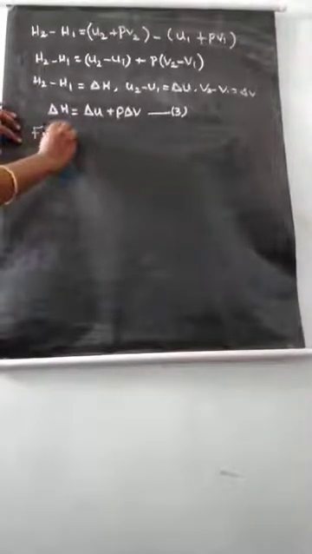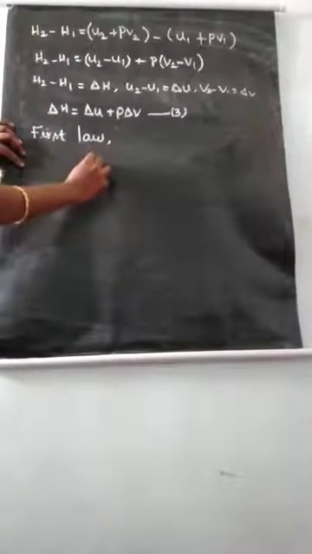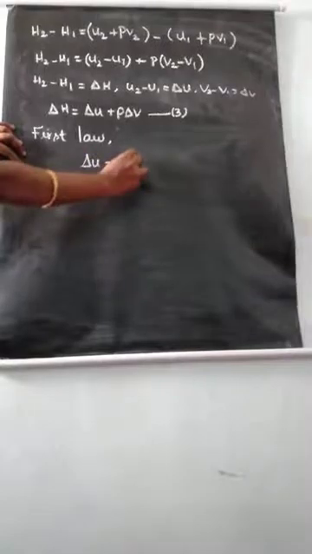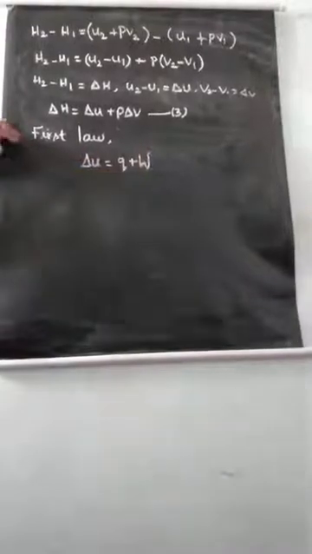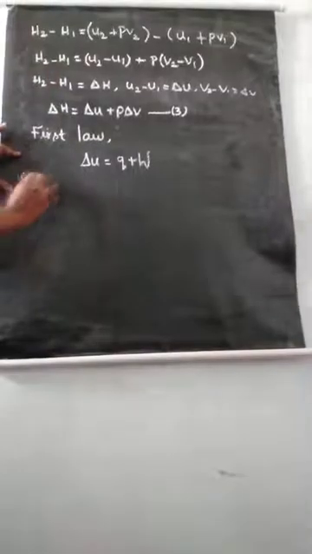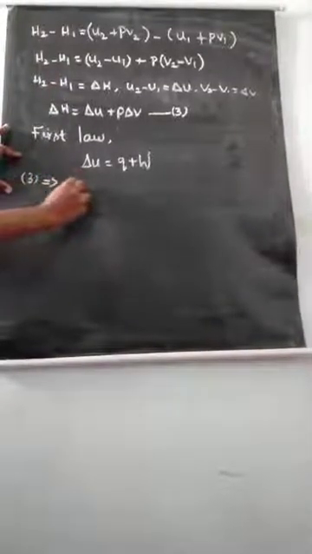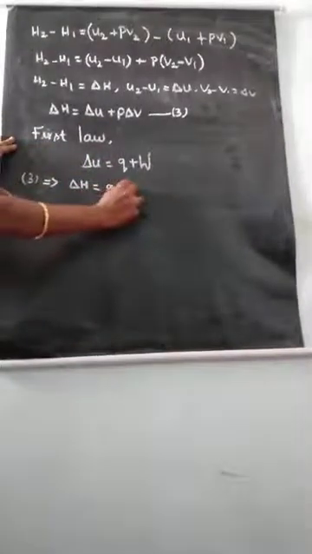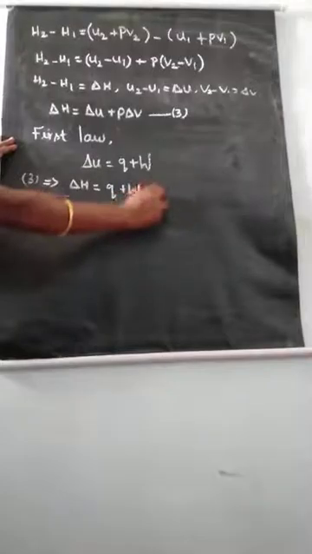According to the first law of thermodynamics, you know the formula: delta U is equal to Q plus W. Now substitute this value in equation 3. So delta H is equal to delta U, which is Q plus W, plus P delta V.